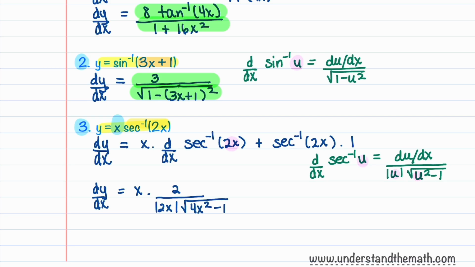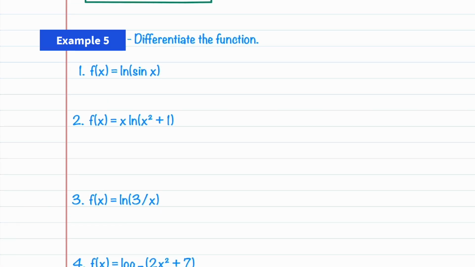It looks like our 2's can cancel, so we're going to write this as x divided by absolute x square root 4x squared minus 1. And we did it. There is our final answer. Let's now walk through 4 examples, and in each example, we are going to differentiate the given function.